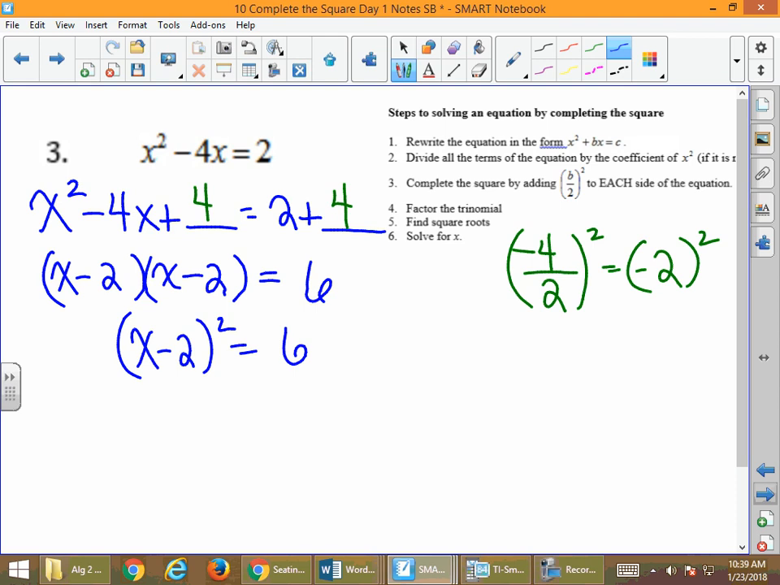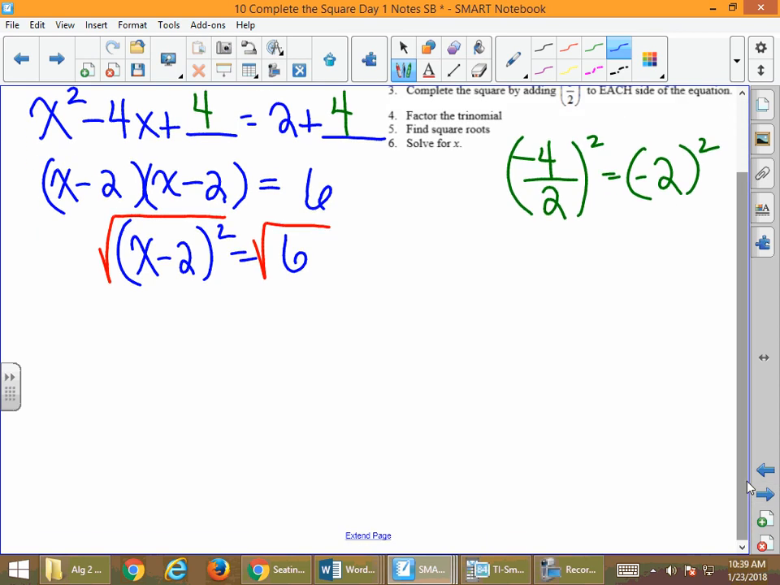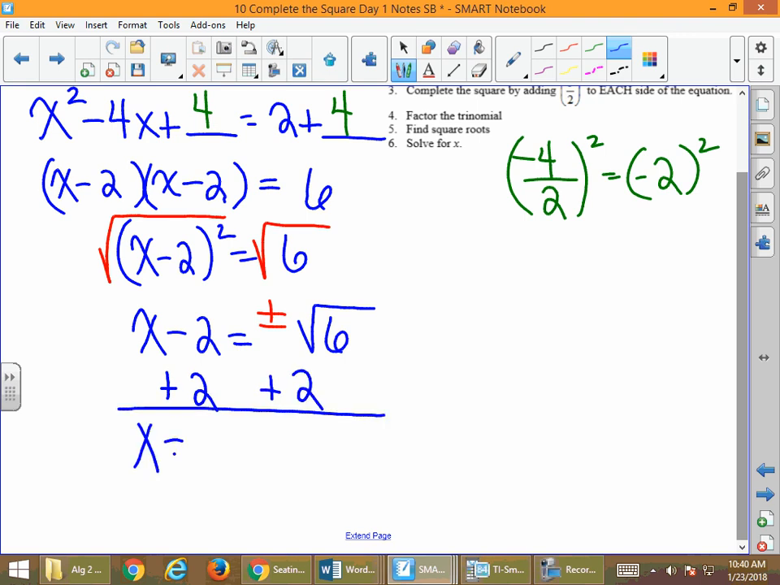And then we're going to take the square root of both sides. Square rooting and squaring undo each other. They're inverse operations. So the square root of x minus 2 squared is simply x minus 2. And once again, don't forget over here on the right side, when we take the square root of 6, we need to deal with both the positive value of the square root of 6 and the negative value of the square root of 6. And to finish, we need to solve for x. So we're going to add 2 to both sides. We'll get x equals 2 plus or minus the square root of 6.